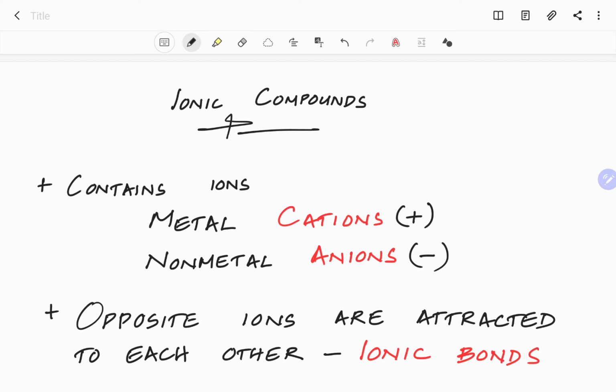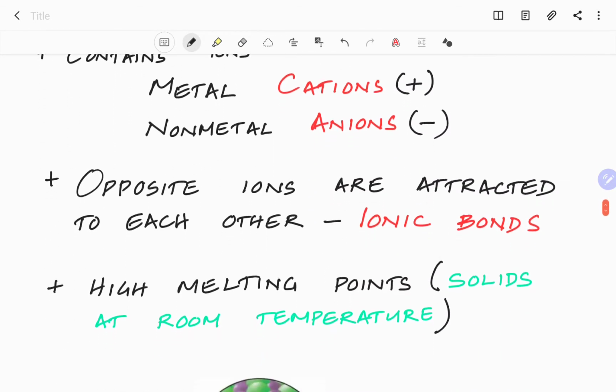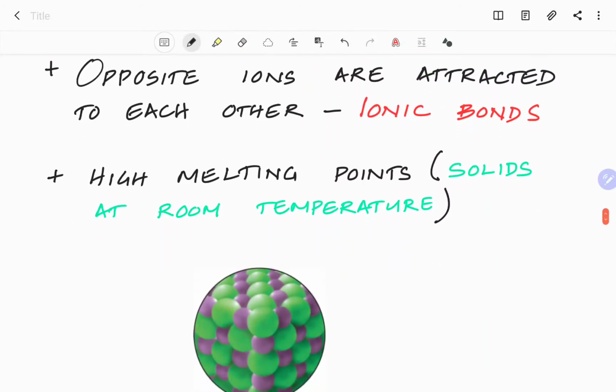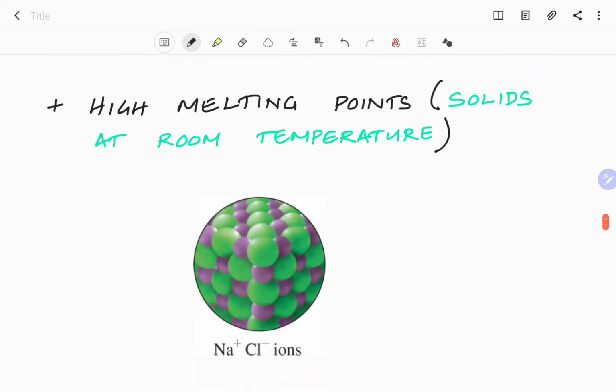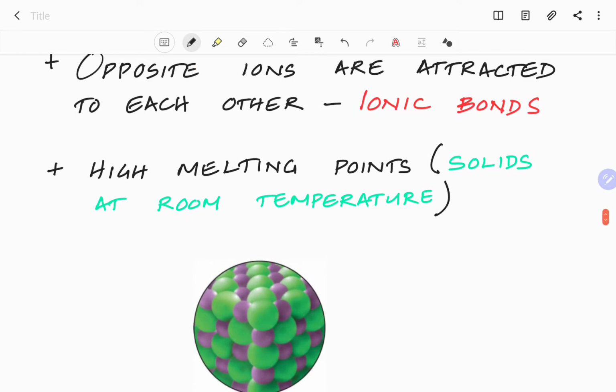These ionic bonds are very strong, and the arrangement of these ions is usually a very organized crystal lattice. It's a 3D crystal lattice of ions, as given in this figure. Because of this 3D crystalline structure of the ion lattice, and also because of the strength of ionic bonds, ionic compounds have very high melting points. And because of that, ionic compounds tend to be solids at room temperature.